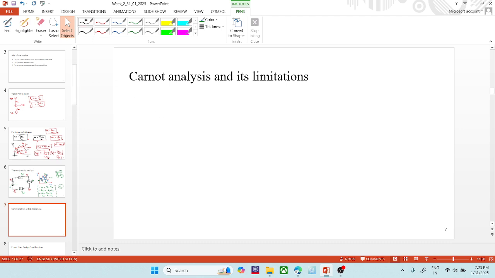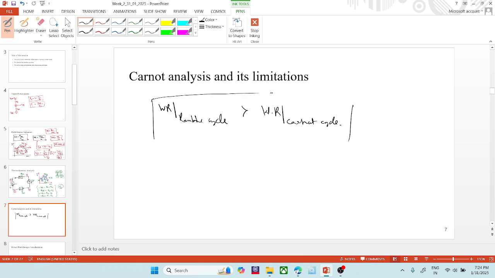Because in the Rankine cycle, the work ratio is more than the work ratio of the Carnot cycle. And we are concerned here with the work ratio only, because if we adopt the Carnot cycle, the work output would be very less, because in that case the pump work is very high.